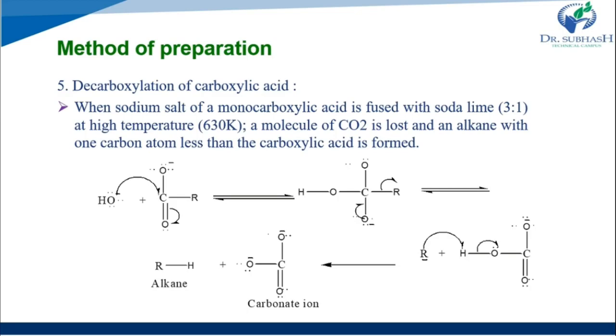So here is the formation of the alkane by the decarboxylation process of a carboxylic acid. First we take the monocarboxylic acid, that is one having a carboxylic acid group. Monocarboxylic acid reacts with soda lime at a high temperature, and one mole of CO2 is lost, making an alkane with one carbon atom less than the carboxylic acid.